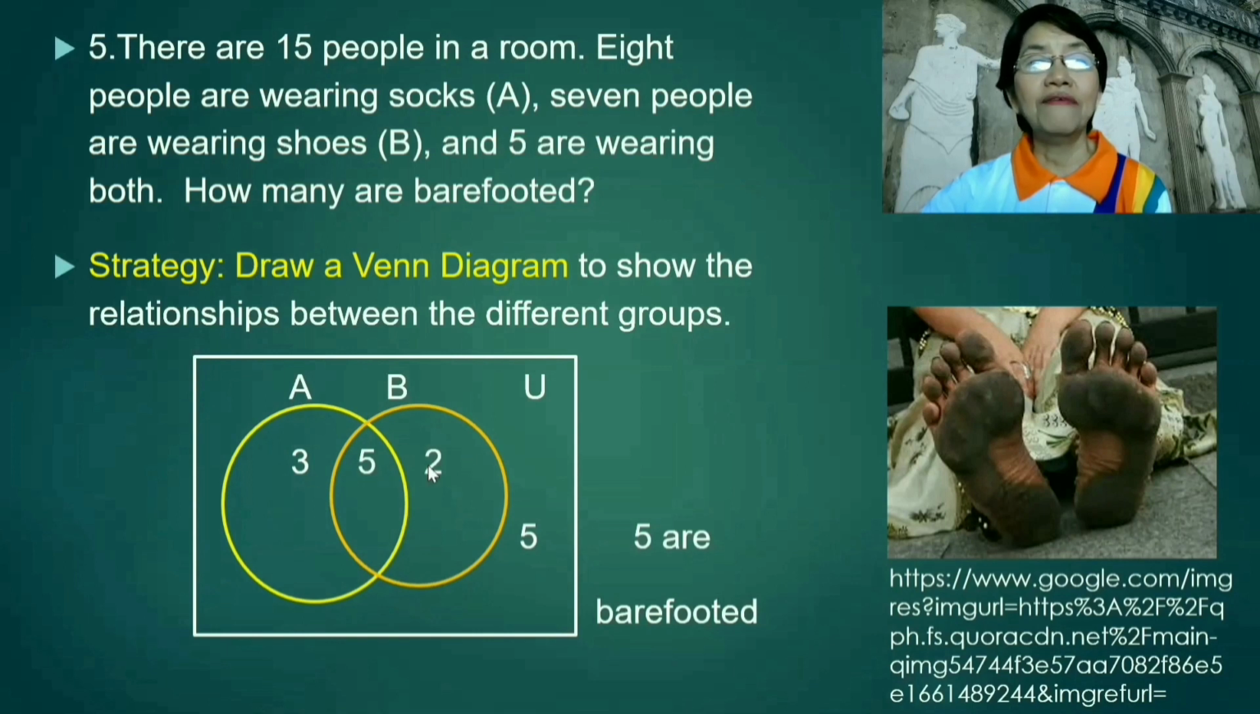So since there are 15 people in the room, what is left for those who are not wearing socks or shoes, or those who are barefooted, is equal to 15 minus 10, which is equal to 5. So 5 people are barefooted.